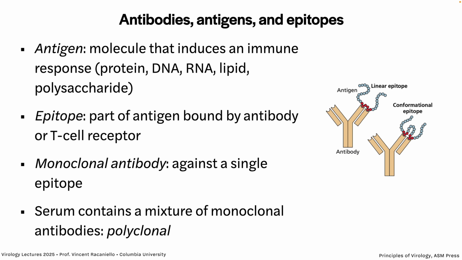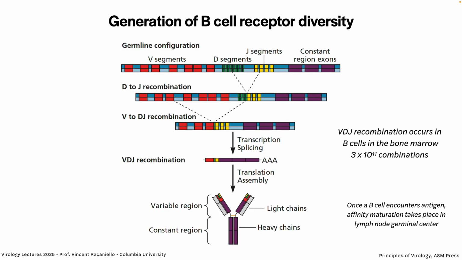Okay, a monoclonal antibody is against one epitope. So your serum is a mixture of monoclonal antibodies, many monoclonal antibodies, and we call that polyclonal serum. The serum contains a mixture of monoclonals, but they're all monoclonal in the end. And they have therapeutic value, as you can see.